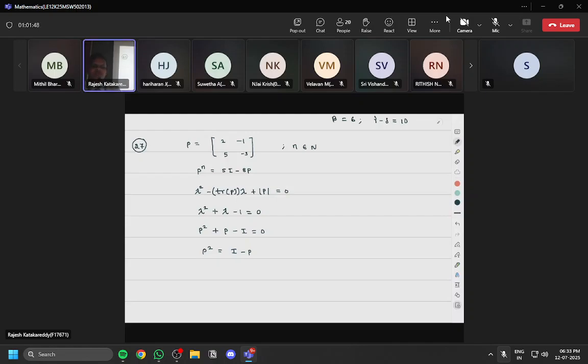I think there also the characteristic equation is given: lambda cube minus trace of the matrix into lambda square plus sum of all cofactors of principal diagonal elements into lambda minus determinant of the matrix must be equal to zero. From the above problem, n must be equal to 6.